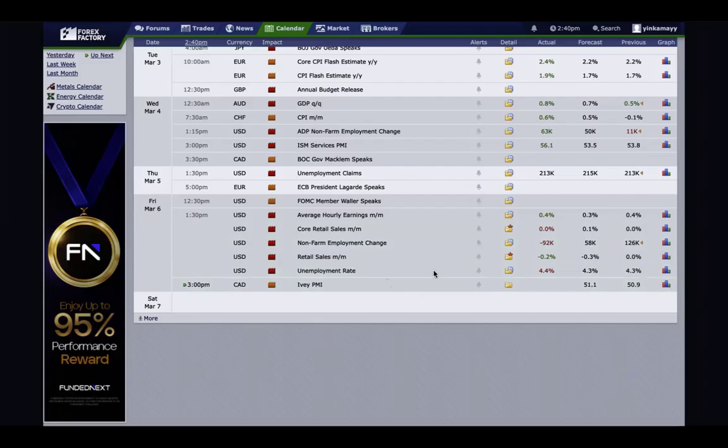Unemployment rate is telling you the rate of unemployment in the country at the moment. The forecast was 4.3. What we had coming was 4.4. So if the unemployment rate is higher than expected, what does that mean for the economy? Boom, bearish. So these two news releases give you a perspective on what to do.